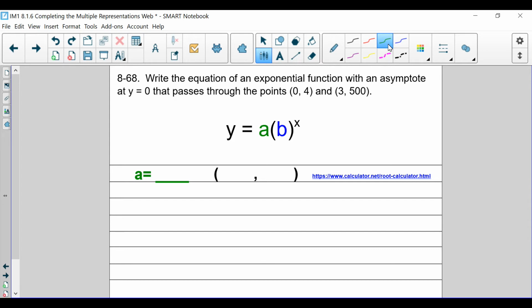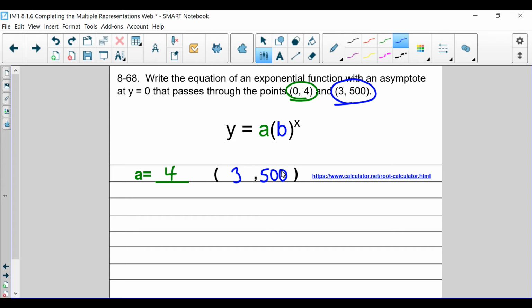We're going to go over another exponential function given 2 points. We're lucky they gave us the y-intercept again. That's information we know. So the a value is going to be 4. Why is that? Because, reminder, a value is the y-intercept. They also gave us another point on the graph, which is 3, 500. So we've got that as well.